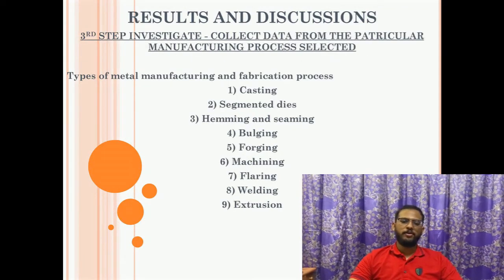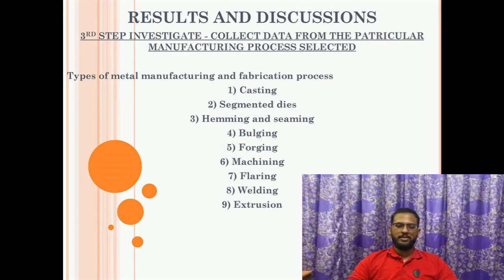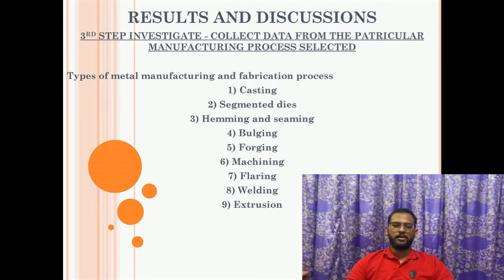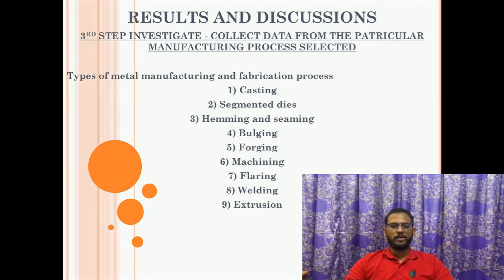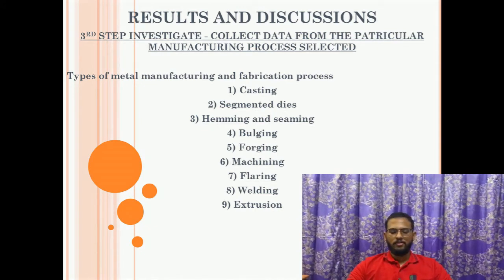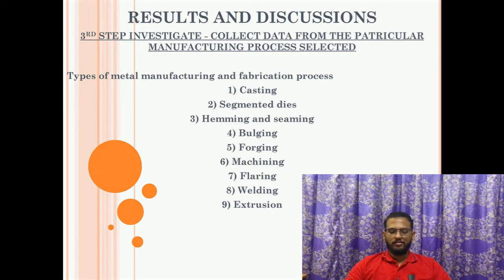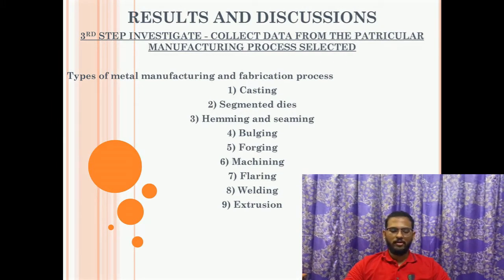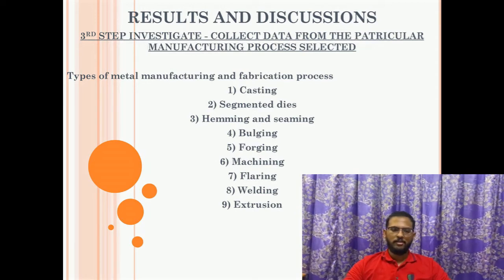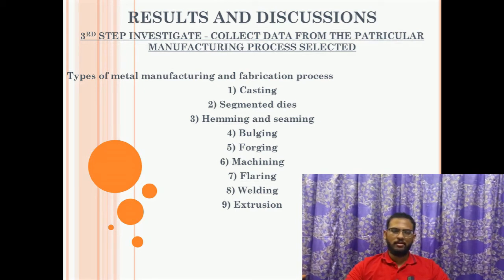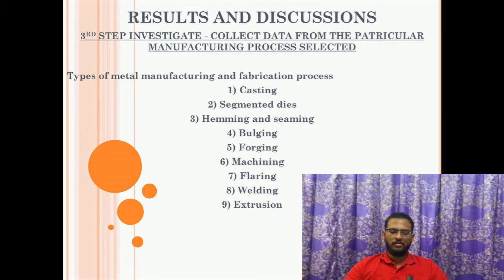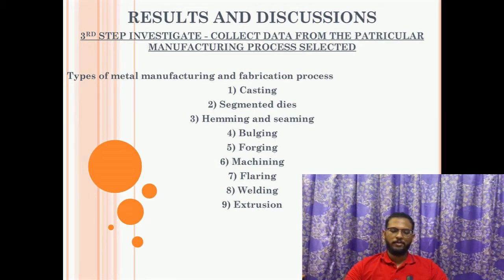Now I would like to explain the third step, which is investigate, or collect data from the particular manufacturing process selected. There are various types of metal manufacturing and fabrication processes. The first one is casting. Casting is a process in which molten metal is poured into a die and allowed to cool and harden into the desired shape. There are various types of casting, which are die casting, sand casting, investment casting, plaster casting, centrifugal casting, and also permanent mold casting.